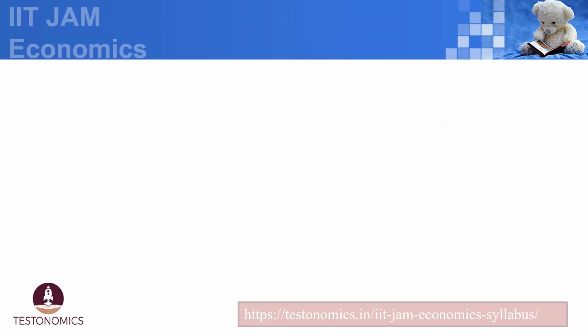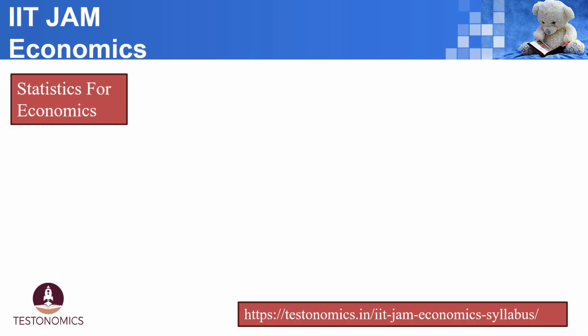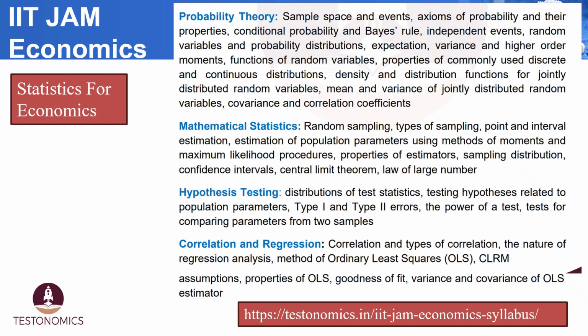For the IIT JAM Economics exam, the coverage of statistics will be much more detailed. For example, here we see that a long list of topics has been specified under probability theory, mathematical statistics, hypothesis testing, and correlation and regression. So the first three topics will be a part of basic statistics, and this topic, or rather at least the topic of regression, will fall under econometrics.